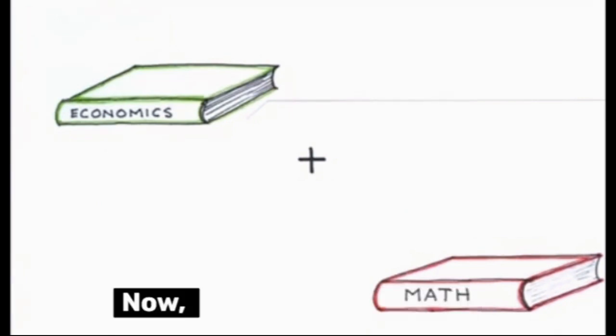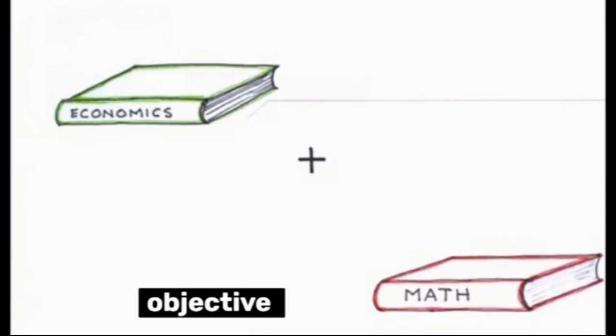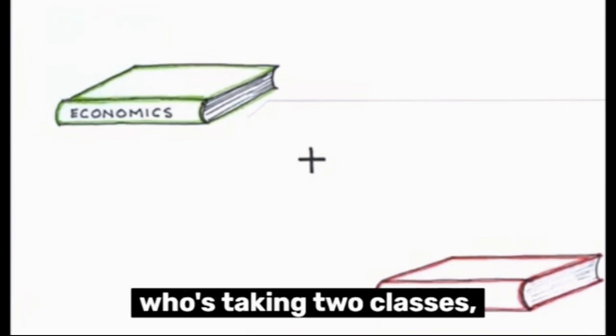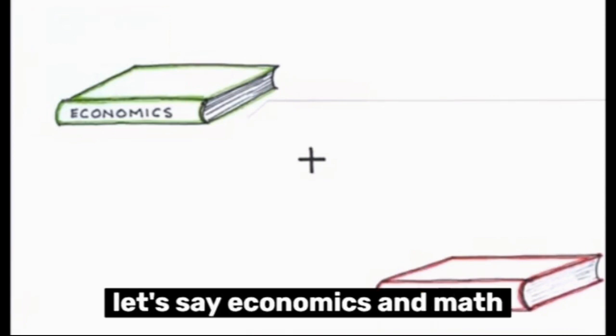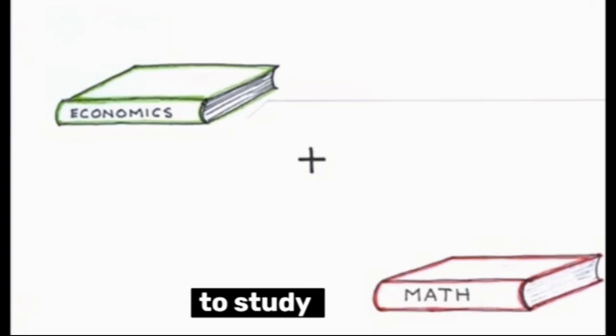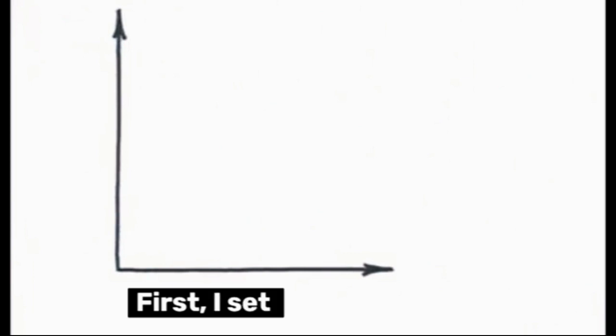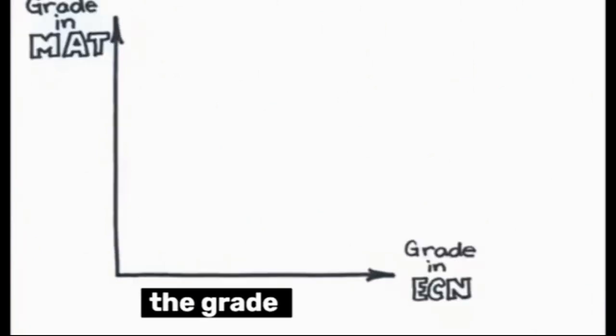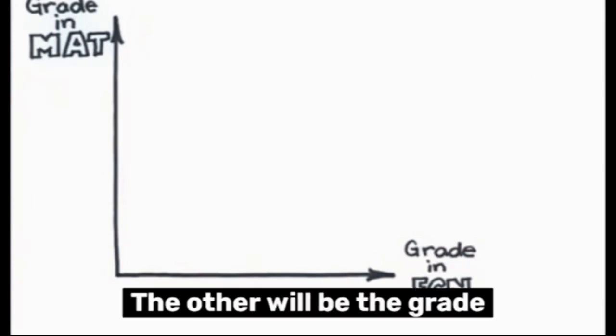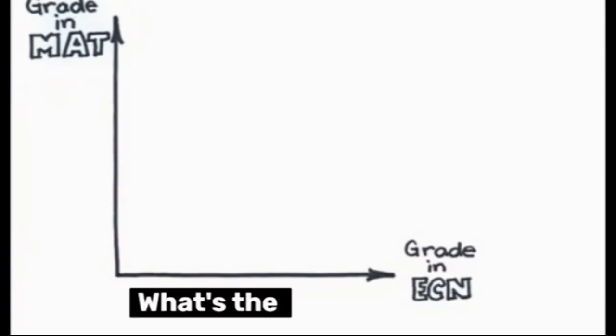how people make their choices. Now, what's the measurable objective of the student who's taking 2 classes, let's say economics and math, and has 10 hours per week to study? Grades. How well the student is doing is measured by grades. So let's put all of this information in graphical form. First, I set up my 2 axes and label each. One will be the grade in economics, the other will be the grade in math.